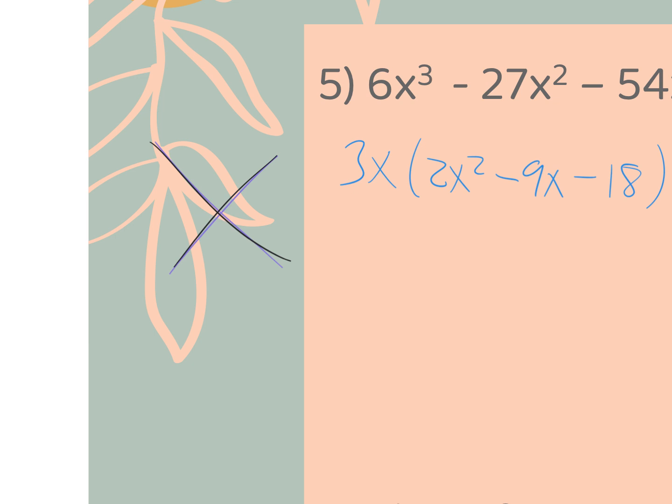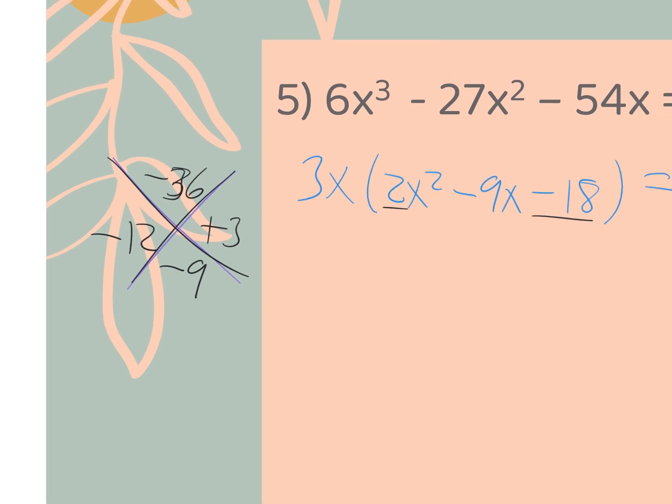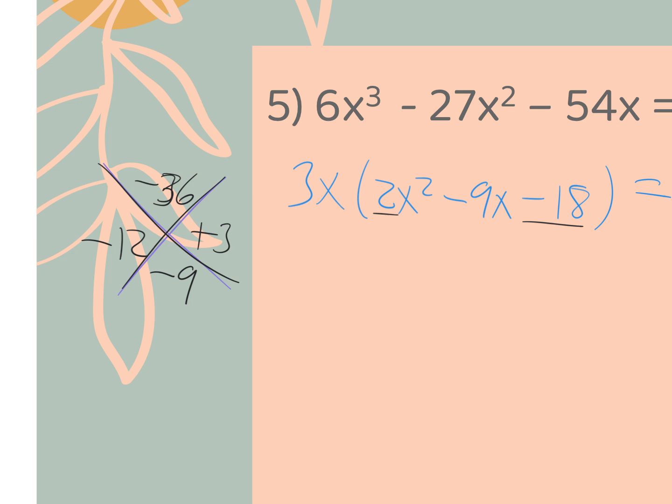When the first term is not 1, we want to multiply 2 times negative 18, which should get us negative 36. And we want to see what multiplies to negative 36 and adds to negative 9. Can we think of two numbers? Negative 12 and positive 3. All right, what do we do with these two numbers now?